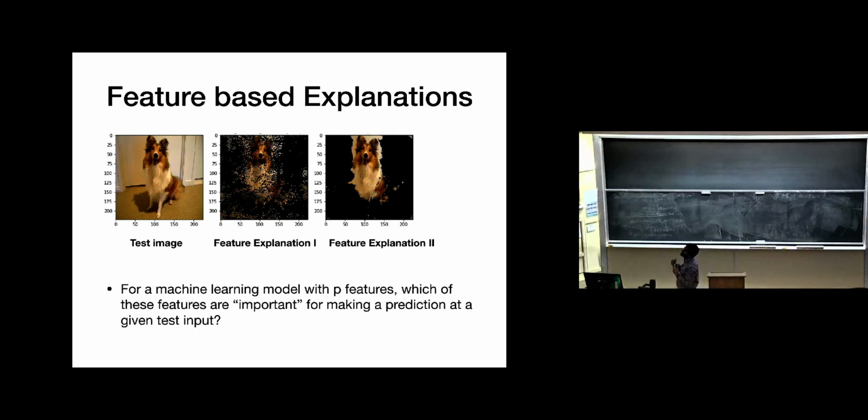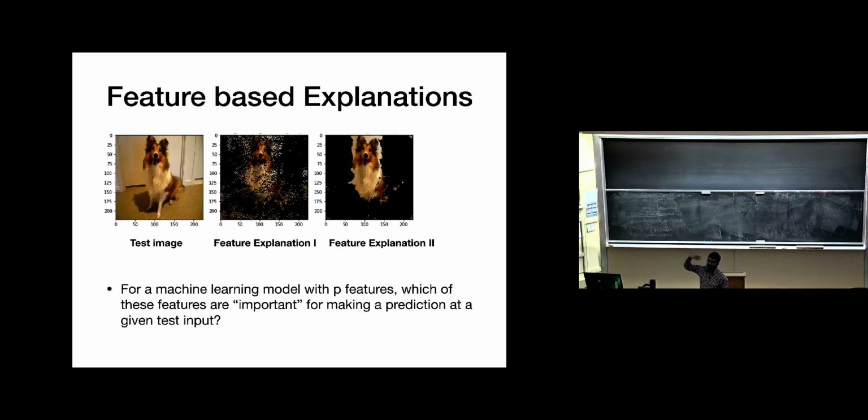And so feature-based explanations say what are the parts of the input that the model thinks are important in arriving at its decision. Okay? And so here is an example where the model is saying, okay, given this image, it's the pixels in the middle that are actually important in the model having arrived at its decision.